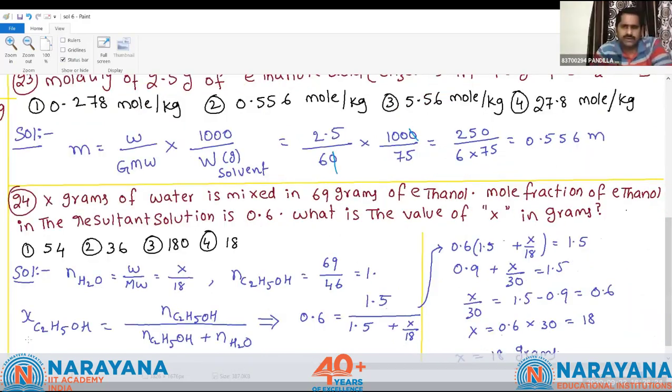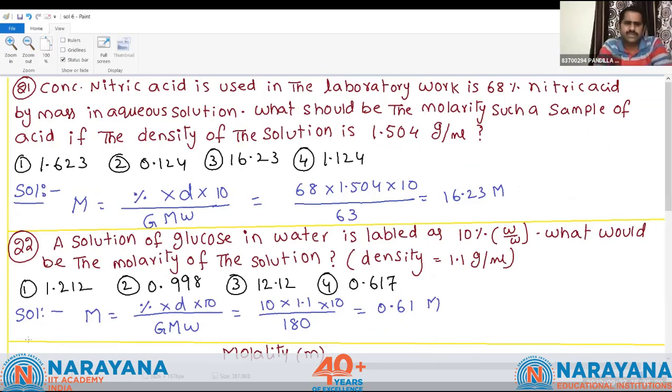21st question. Concentrated nitric acid used in laboratory work is 68% nitric acid by mass in aqueous solution. What should be the molarity of such a sample of acid if the density of the solution is 1.504 gram per ml? The molarity formula is percentage into density into 10 by gram molecular weight. Substituting the percentage, the density, and the gram molecular weight 63, we got 16.23. It's option 3.